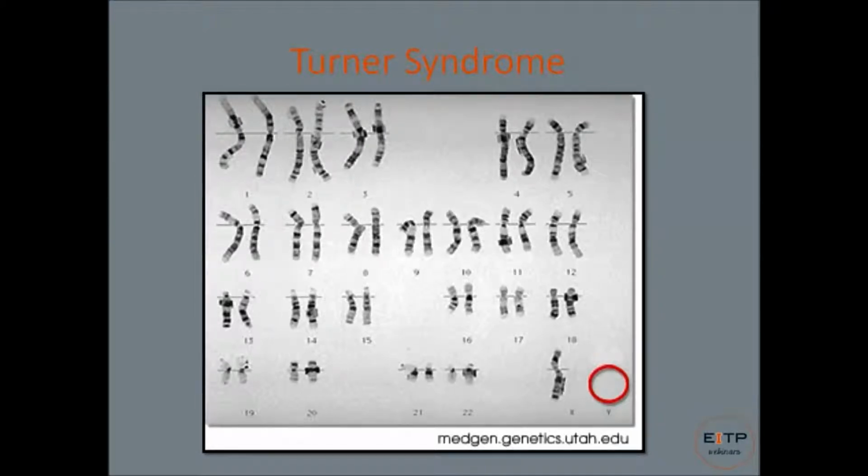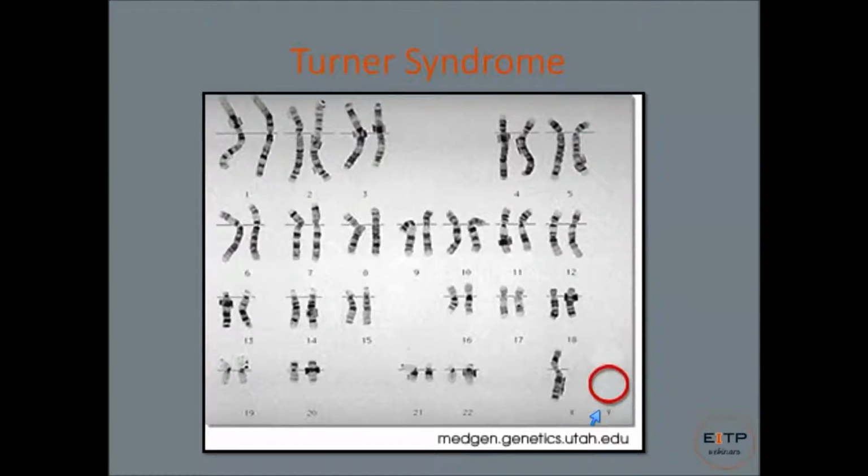As we were discussing with Fragile X syndrome, everybody has 22 pairs of what are called autosomes, or the numbered chromosomes, and then their sex chromosomes. What actually happens in Turner syndrome is, instead of having 2 X chromosomes like we typically see in women, or 1 X and 1 Y like we typically see in men, people who have Turner syndrome have just 1 X chromosome. So they are missing the second sex chromosome, either X or Y.